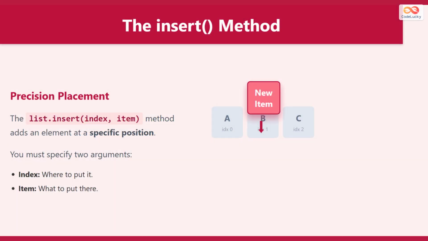Sometimes you need more precision. That is where the insert method comes in. Unlike append, insert allows you to place an item anywhere in the list. It takes 2 arguments. First, the index number where you want the item to go, and second, the item itself.